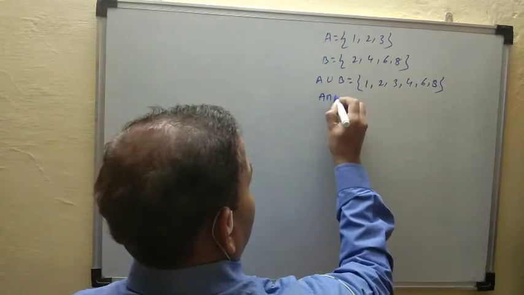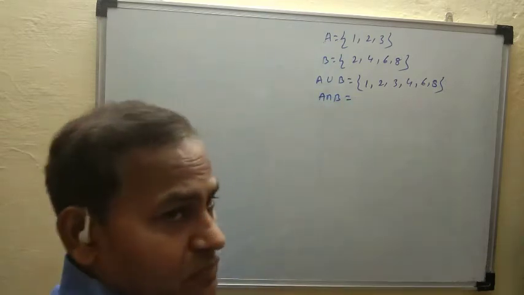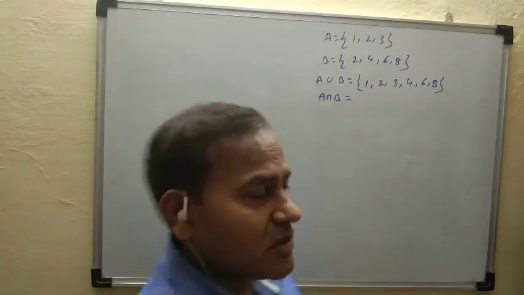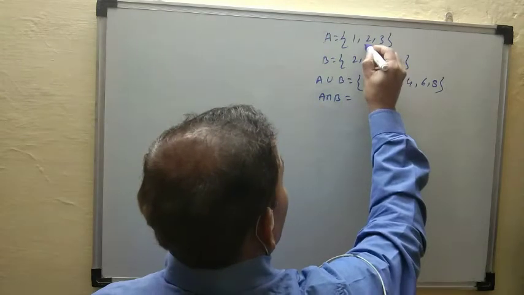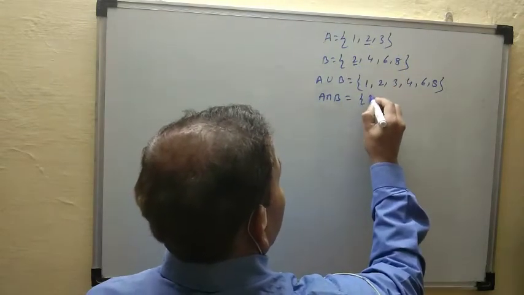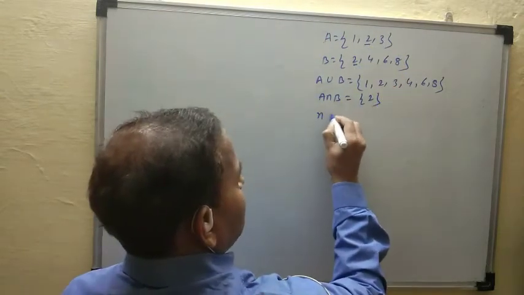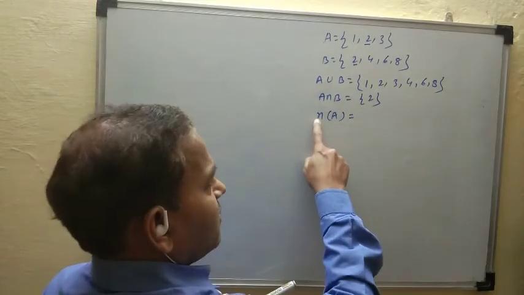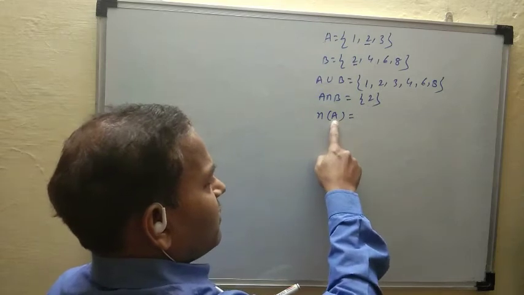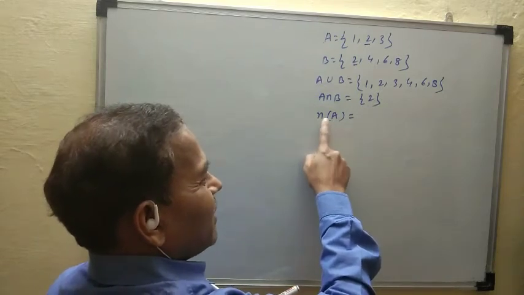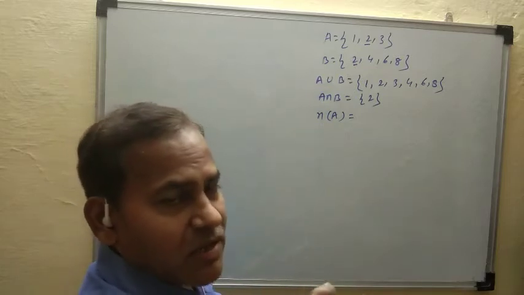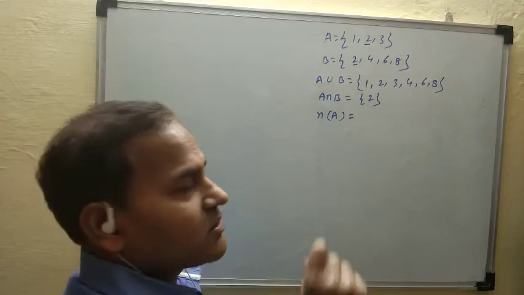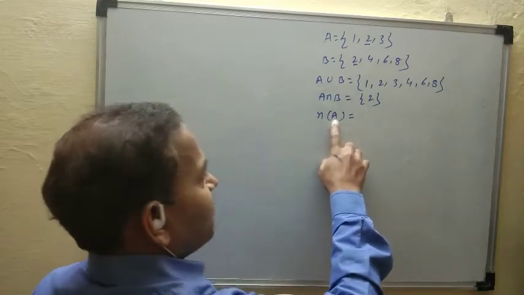Now find A intersection B, that is the common element between A and B. So find the common element. 2 is the common element, that is {2}. Now check the number of elements of A, also read as the cardinal number of set A, that is the number of elements. So check what the number of elements in set A is.